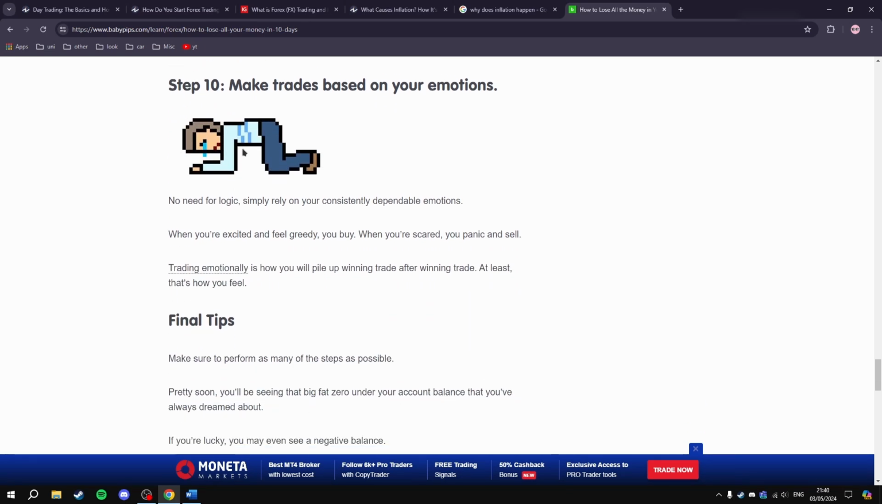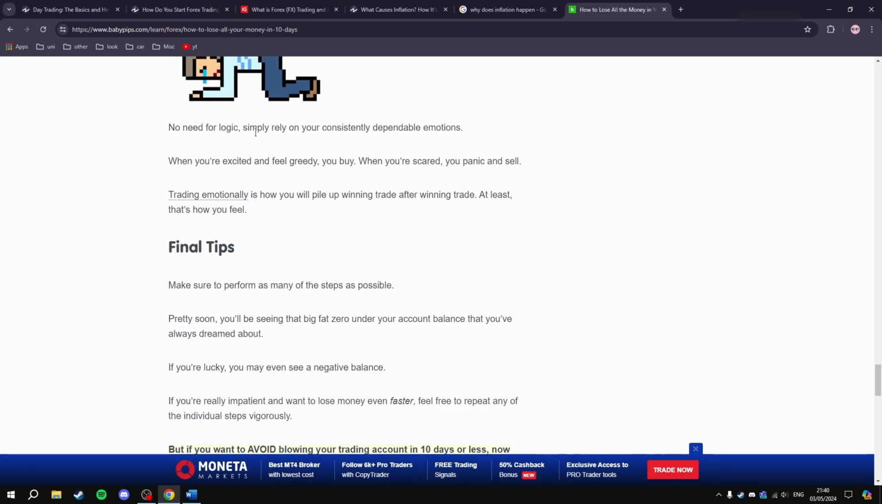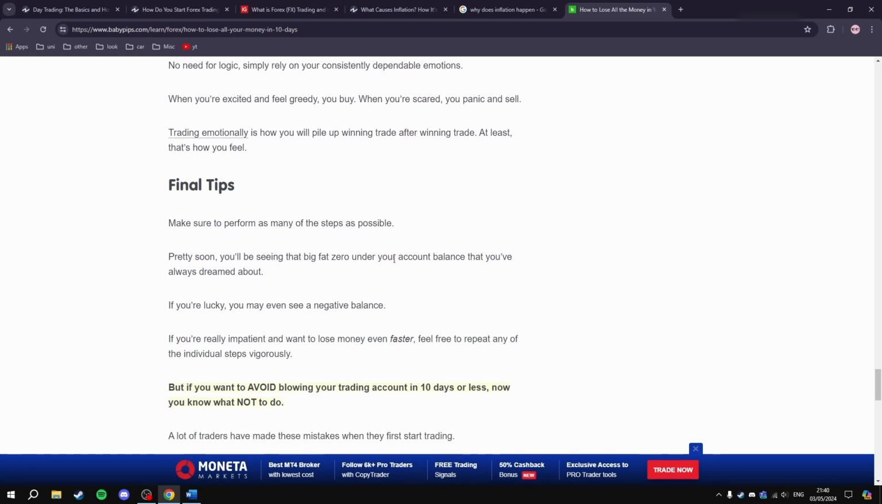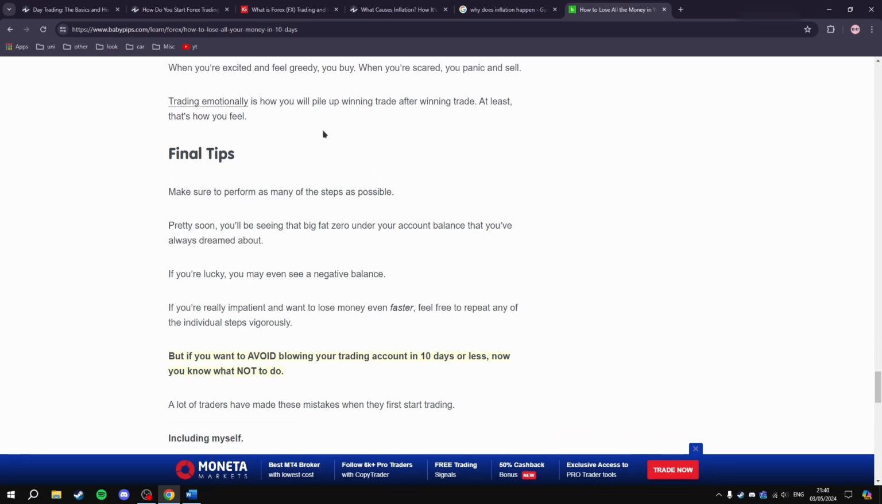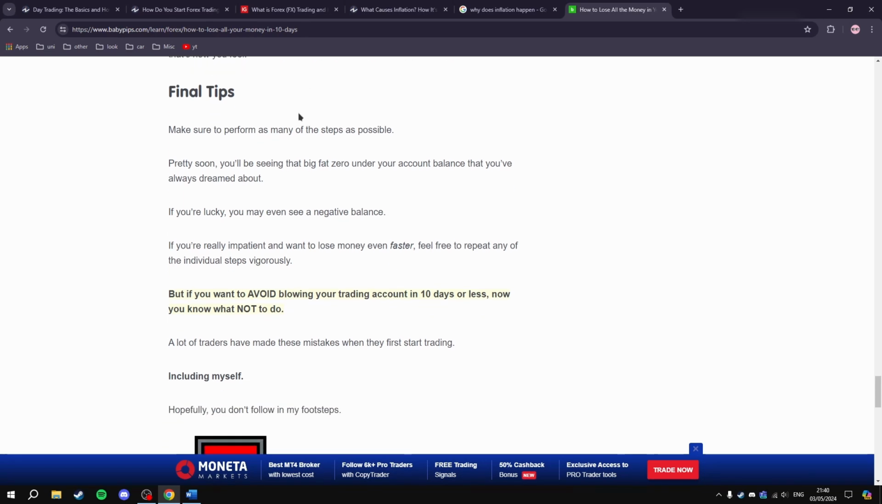Step 10. Make trades based on your emotions. No need for logic, simply rely on consistently dependable emotions. When you're excited and feel greedy, you buy, or when you're scared, you panic and sell. Trading emotionally is how you will pile up winning trade after winning trade. At least that's how you feel.